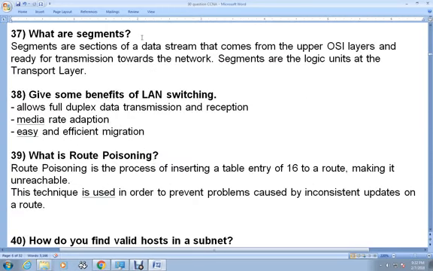Next question, what are segments? Segments are a section of data stream that comes from the upper OSI layers and is ready for transmission towards the network. Segments are the logical units at the transport layer.